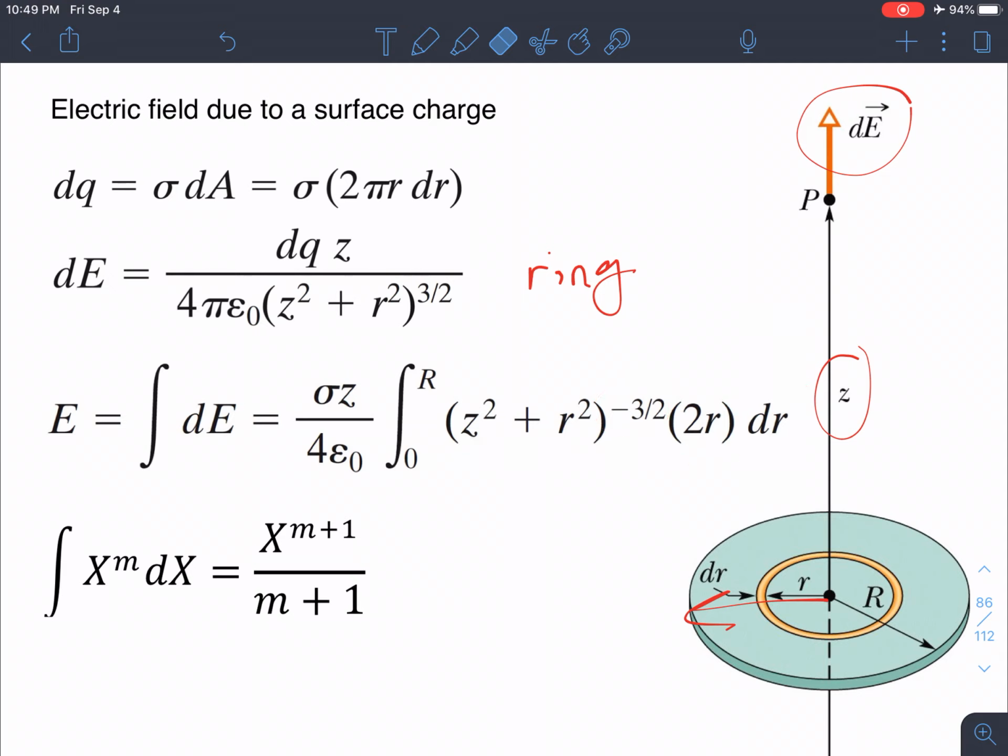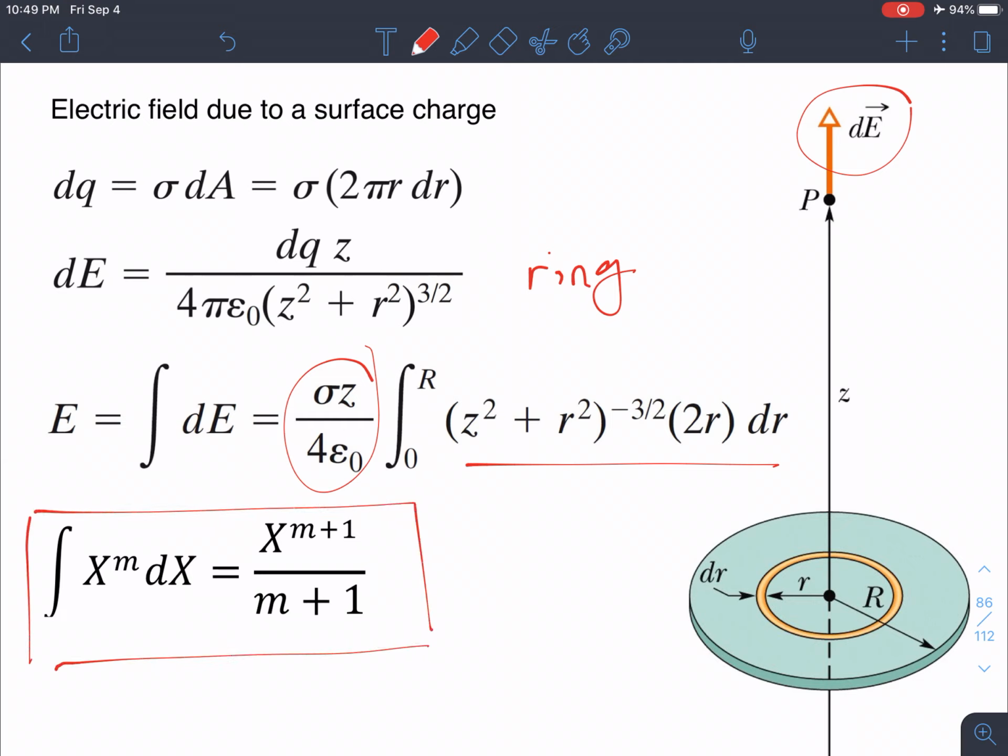Let me clean up a little here. So we have to solve this integral, and let's see. Again, this is the constant, so this part is what we need to solve. You might be able to look up integrals from a book or something, but what we are really going to use is u substitution. So I will show that.